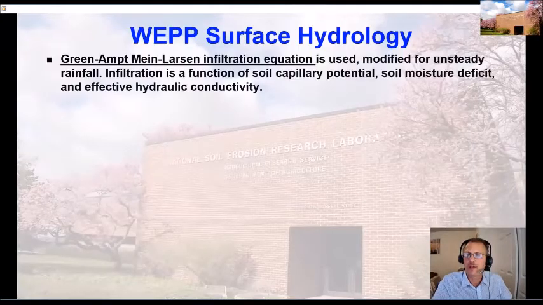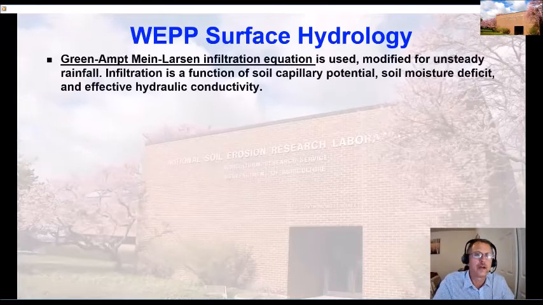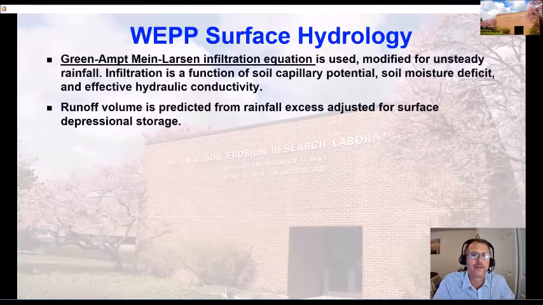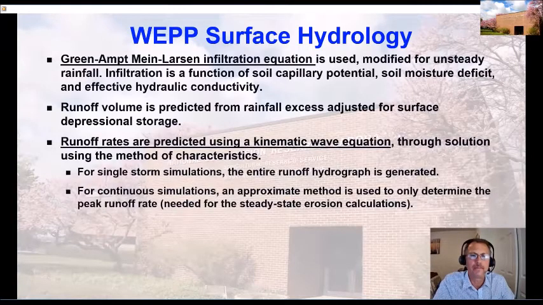Surface hydrology in the model. As I mentioned, we use a Green-Ampt-Mein-Larsen infiltration equation modified for unsteady rainfall. Infiltration is a function of the soil capillary potential, moisture deficit, and effective hydraulic conductivity. Runoff is predicted from the rainfall excess adjusted for surface depressional storage. The runoff rates are then predicted using a kinematic wave equation. For single storm simulations, the model calculates the entire runoff hydrograph.